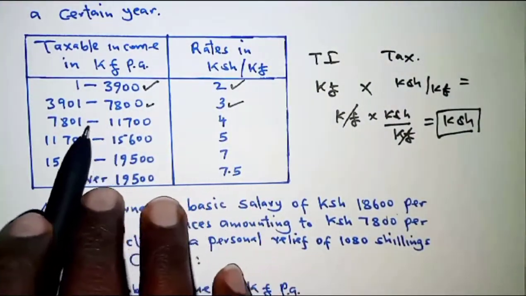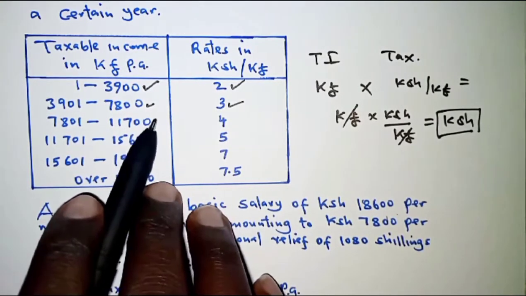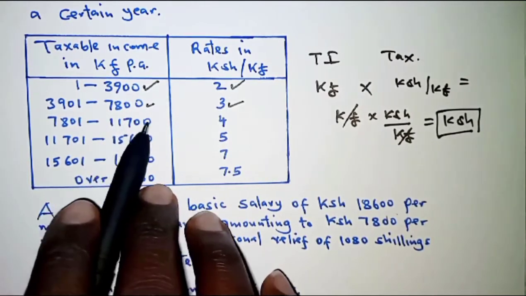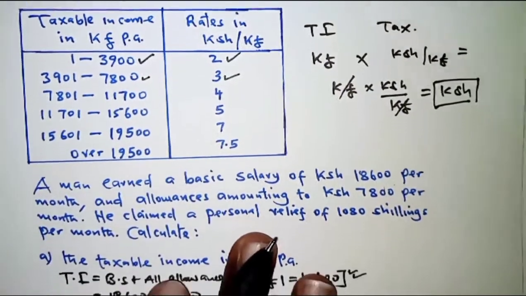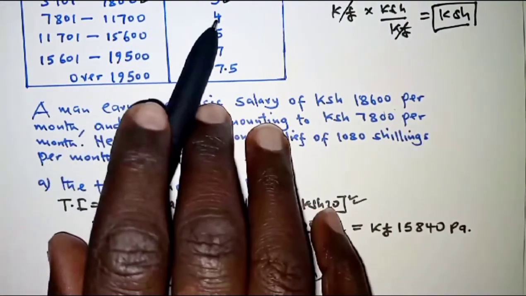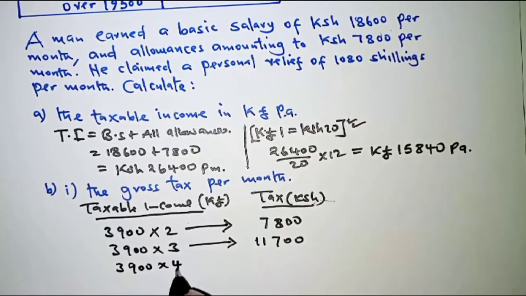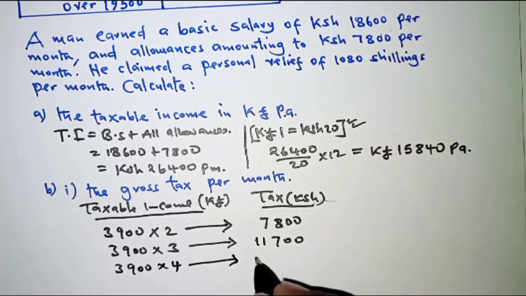We continue to the next band. For the next band, we have 11,700. That is still below the taxable income. So we get the difference again. 11,700 minus 7,800. That is still 3,900. So we'll take 3,900 by the rate there, which is 4. So we have 3,900 times 4, and that should give us 15,600.